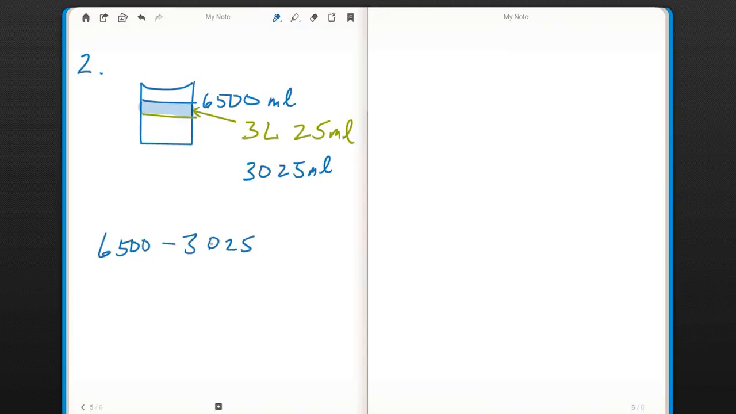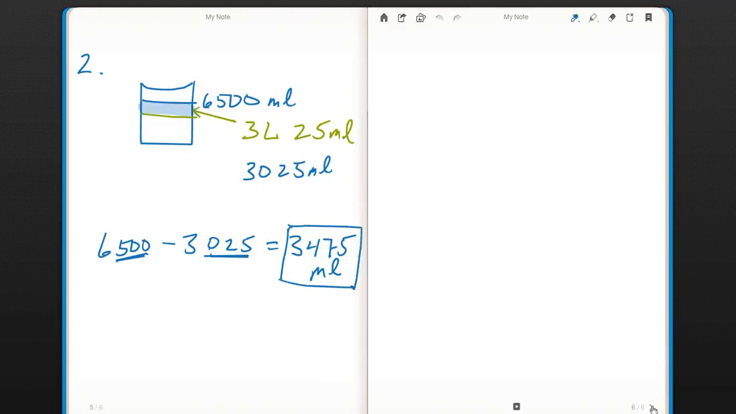Use your mental math muscles. If I have 6,000, take away 3,000, then I have 3,000 left. If I have 500 and I'm taking away 25, I'll have 475 left. And the question is, how many milliliters will I have left in the bucket? And so the answer is 3,475. Watch the units, watch how the question is asked, make sure you answer exactly what is asked.